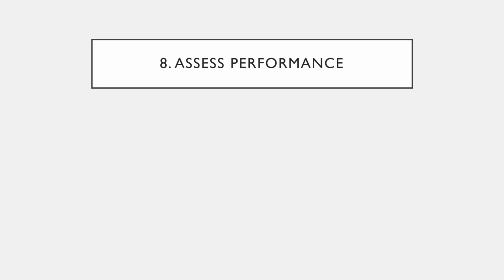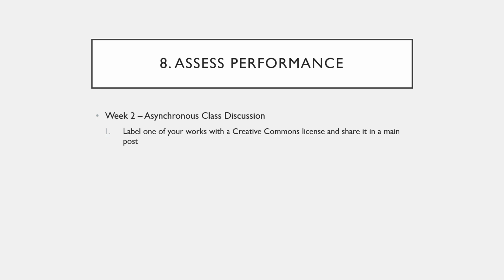All right, so then the final activity, the final assess performance, where I make sure that they actually got it and are good to go. I did an asynchronous class discussion at the end of week 2. What I did was I used the discussion format in our learning management system, and I had them do 3 posts. The first post, I had them take one of their own works that they created, like an essay or an infographic, and I had them put on a Creative Commons license and share it.